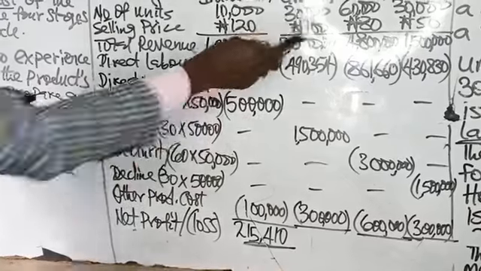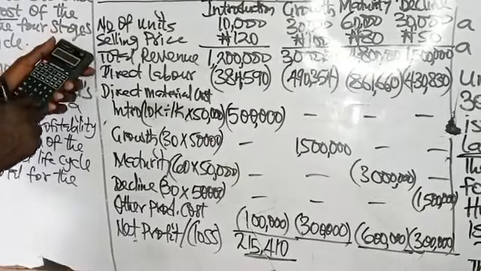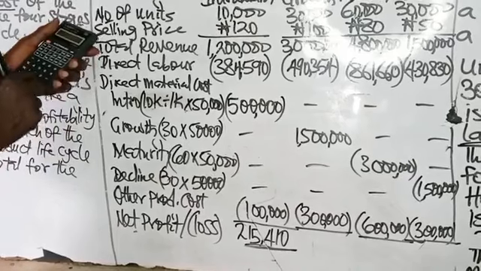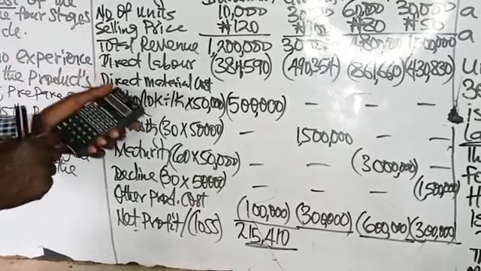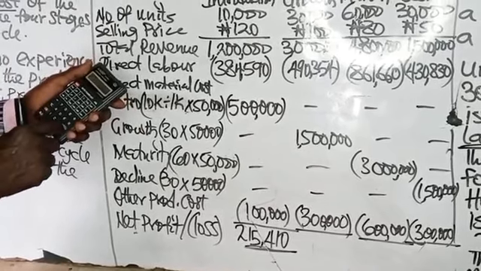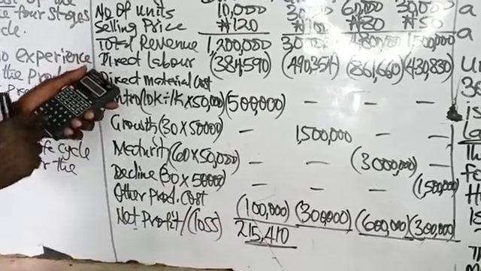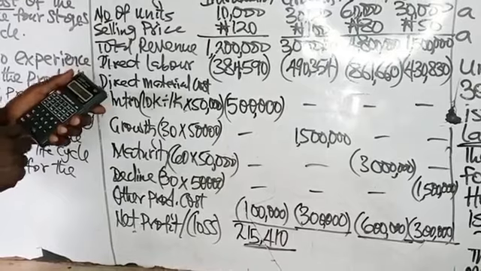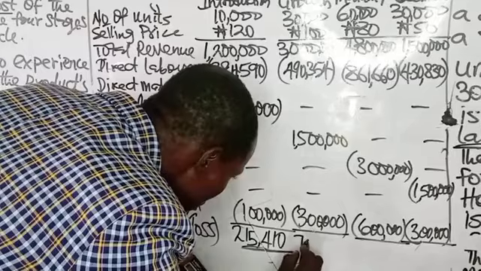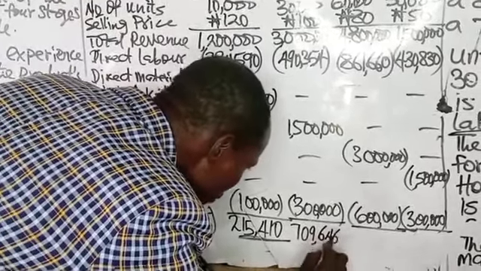Then for growth stage, 3 million minus 490,354 minus 1.5 million minus 300,000. Then you'll be left with 709,646.